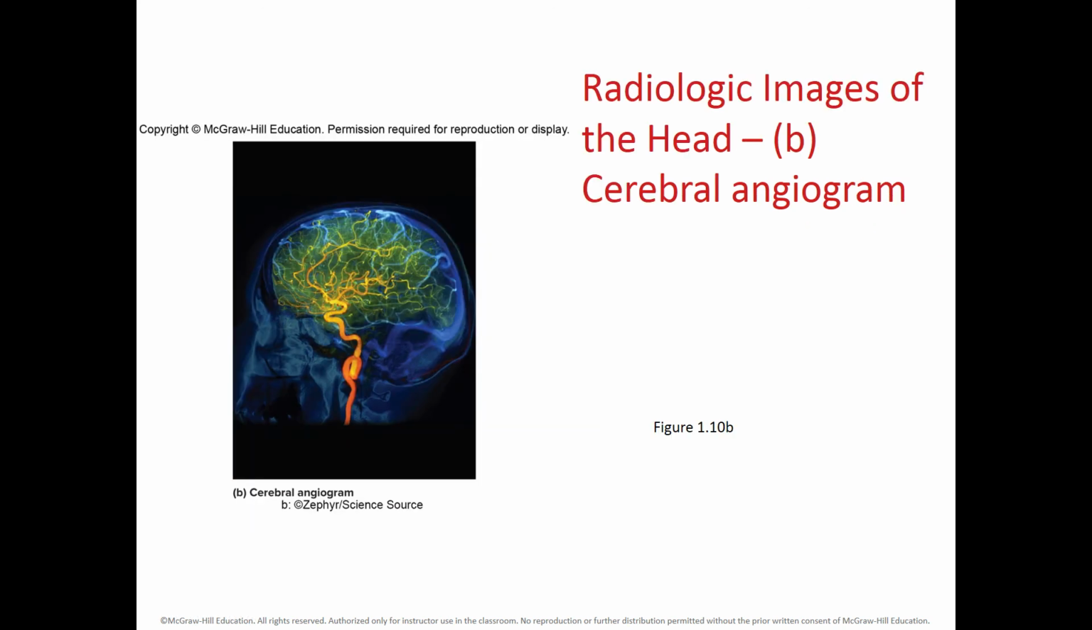This is a serial angiogram. In this case, you have injected contrast material into the blood vessels, so you can see the blood vessels in our neck and in our brain. Just in case you have an obstruction, you can see it with this cerebral angiogram. And angiograms can be used for any blood vessels in our body.